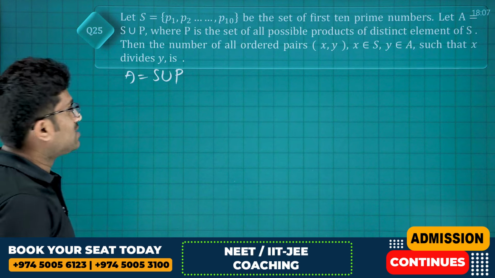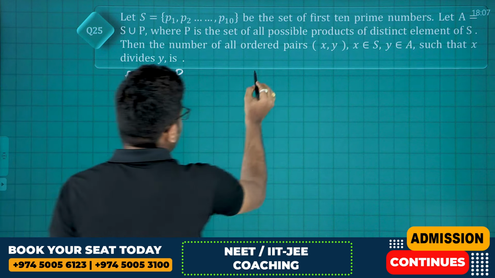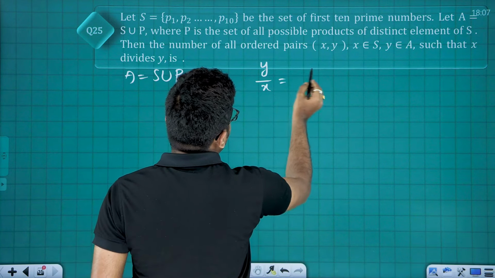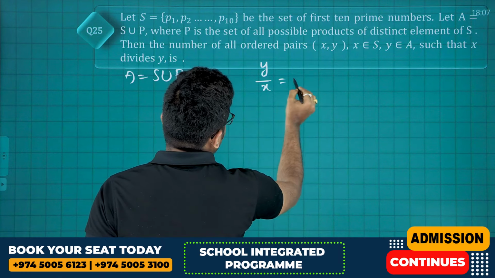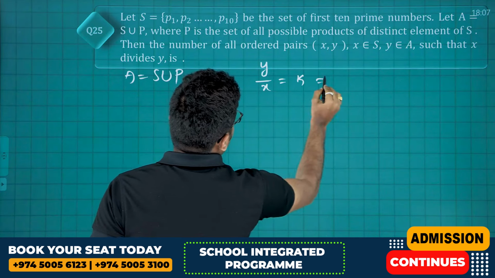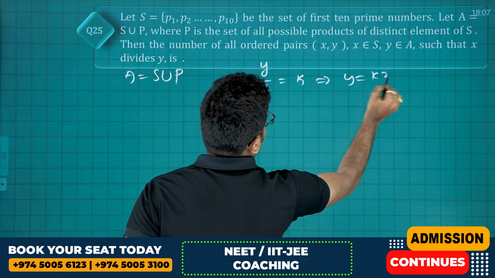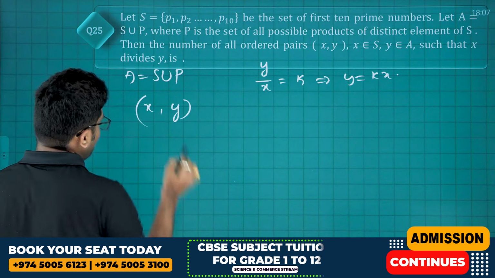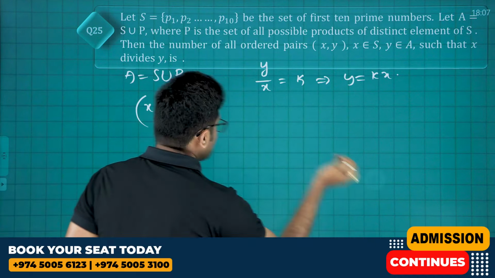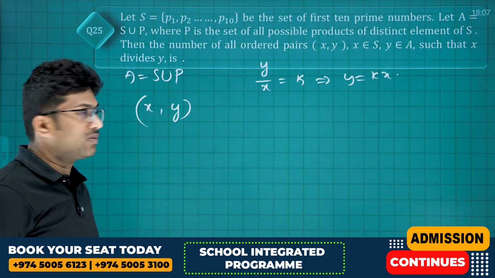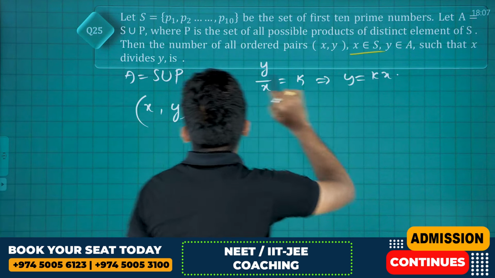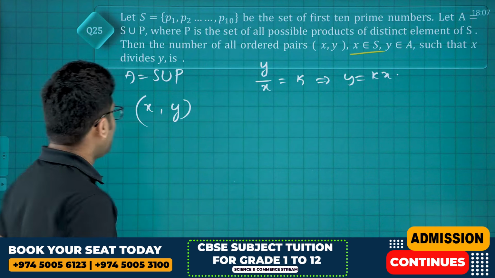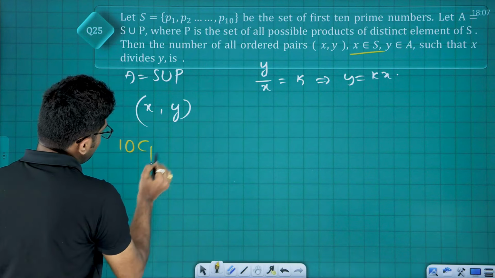So x divides y. That means y by x should be an integer, equal to k. So that is nothing but y equals kx. So the number of ordered pairs that we can form: first, x belongs to S. In S we have 10 elements. Out of 10 elements, any one element can be taken in 10C1 ways.